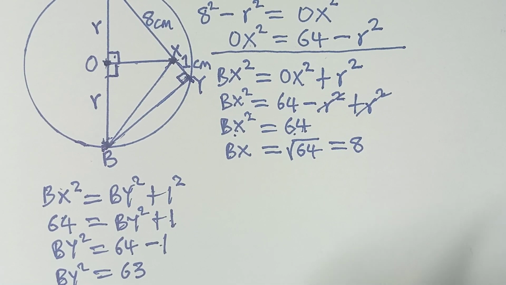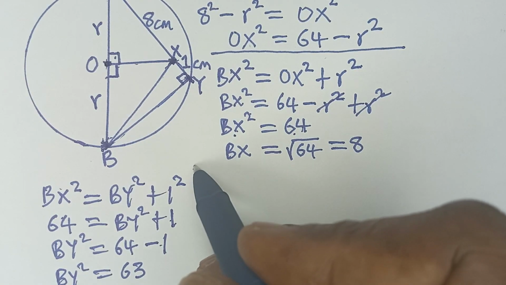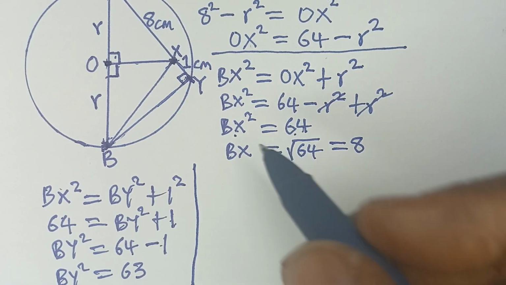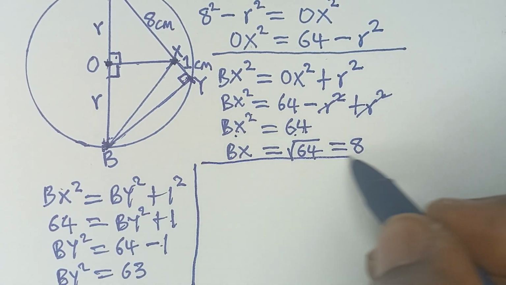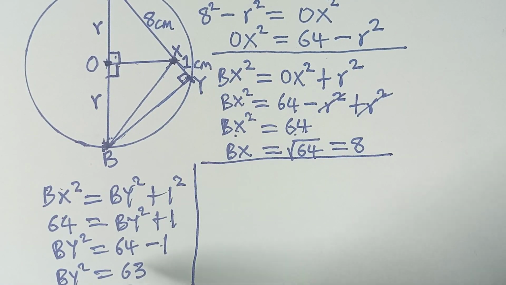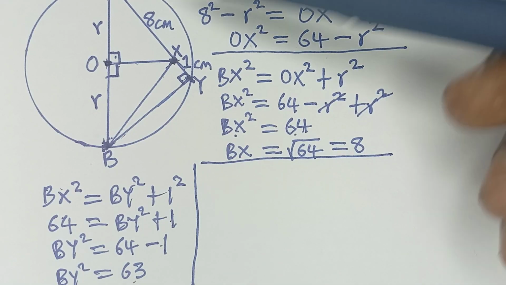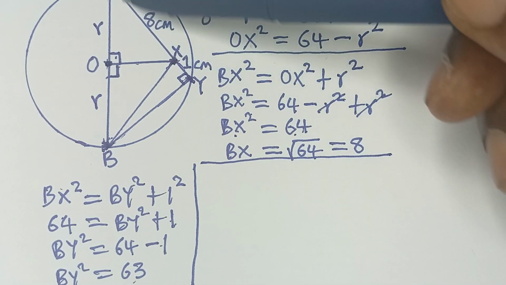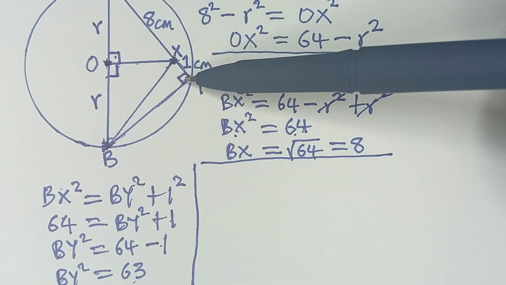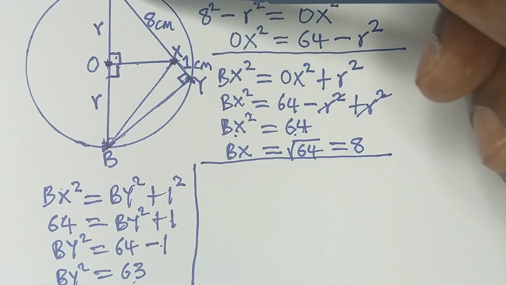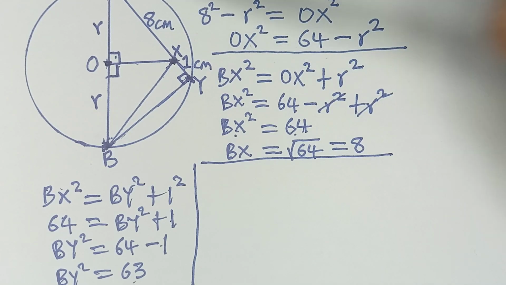Now, I would like to do the final parts using this portion that I have left here. Let me rule a line here now. Now, I already have my BY square as 63. Finally, I can use this full large triangle. Don't forget, it is also a right angle at this point Y.